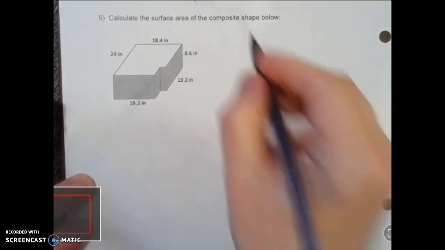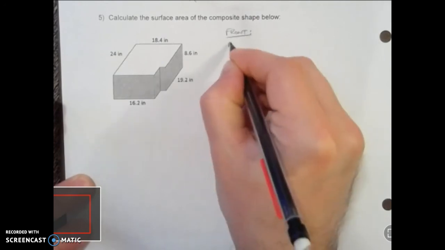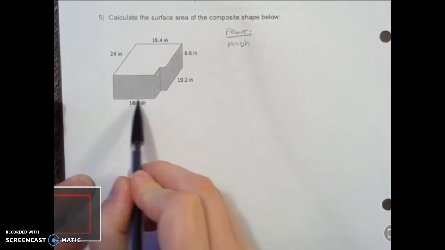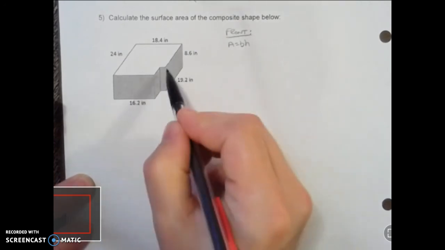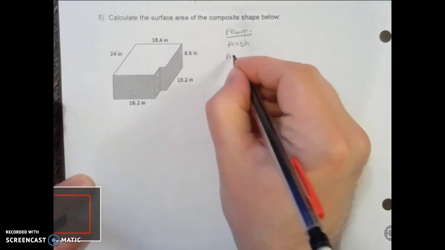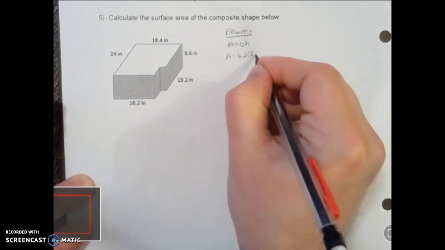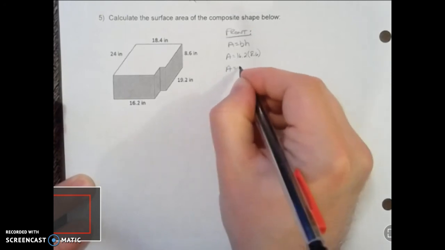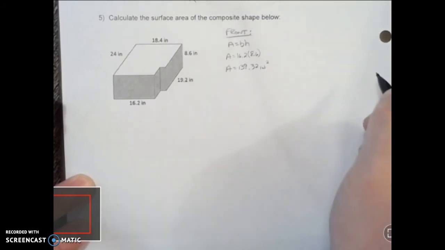This is just a rectangle, and so for the front, I know my area formula is going to be area equals base times height. I can see here that it's a 16 2/10 inch base, and the height is the same all the way around, which we find right here is 8 6/10. So I'll substitute these values in, 16 2/10 times 8 6/10, and when I multiply those together, that gives me an area of 139 32 square inches.